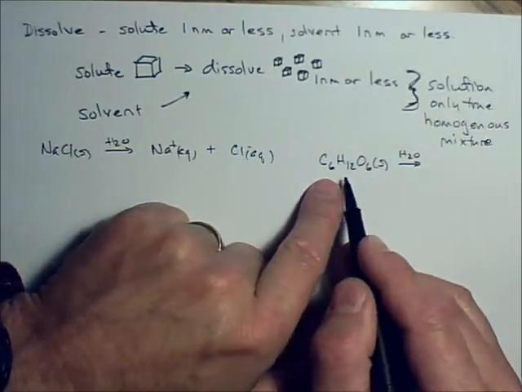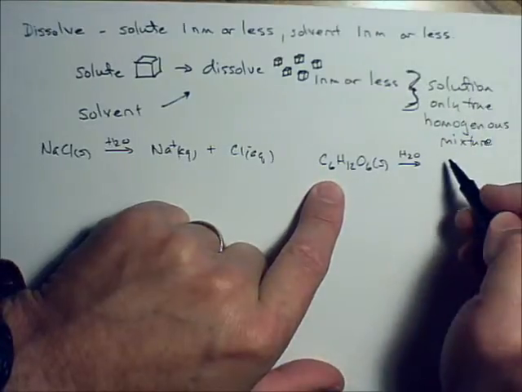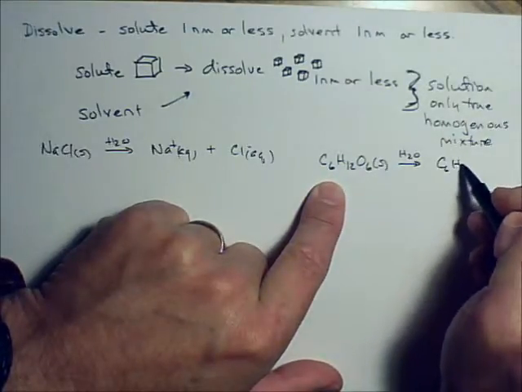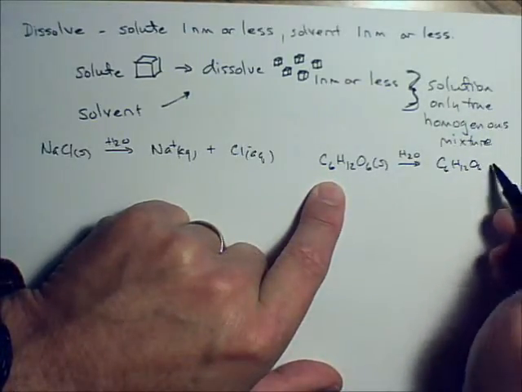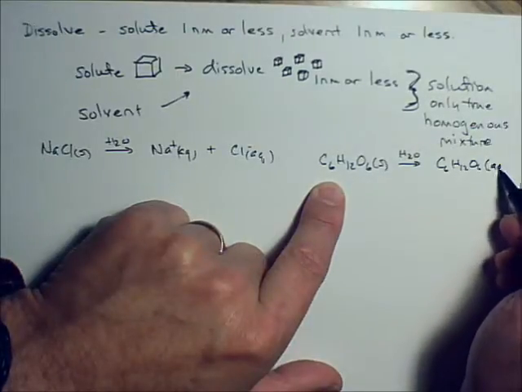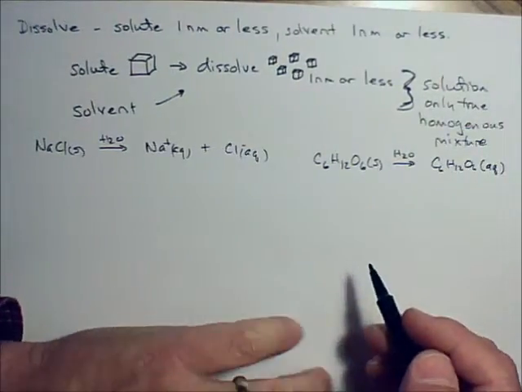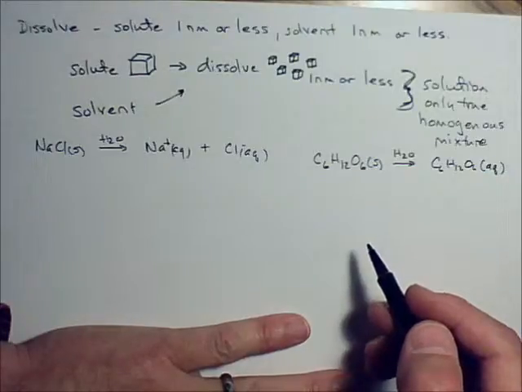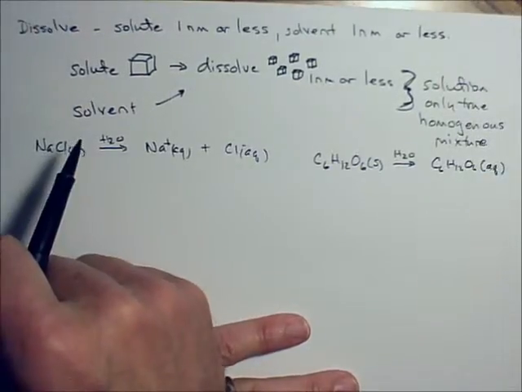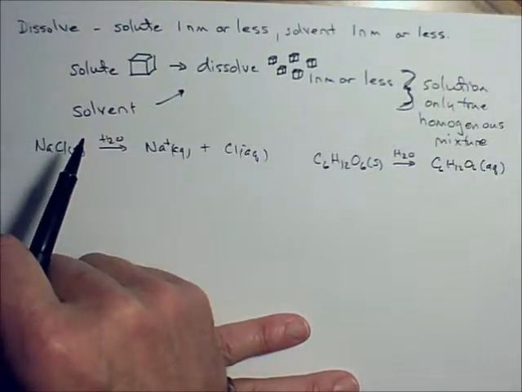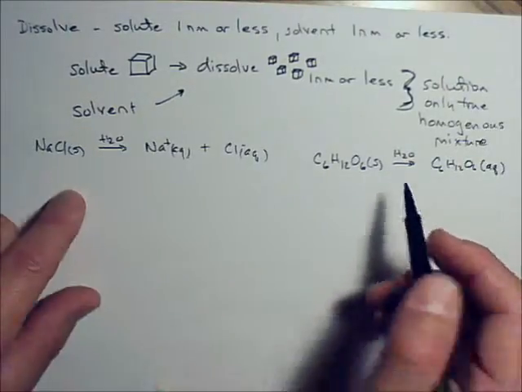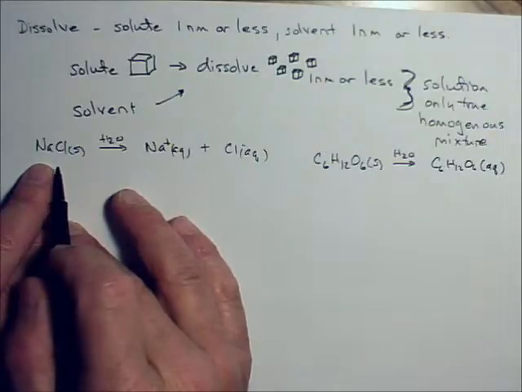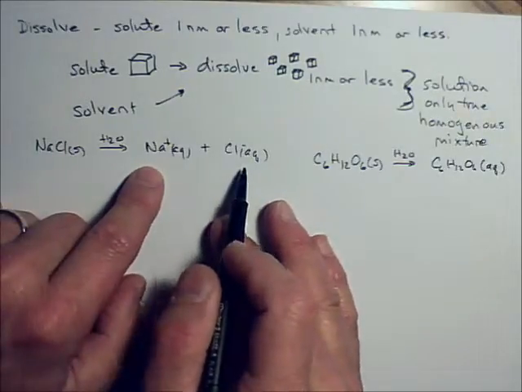So when we dissolve sugar in water, we just have C6H12O6. That's aqueous. It doesn't break up. We try to break it up with... ionic or acidic. Those are the things that break up.